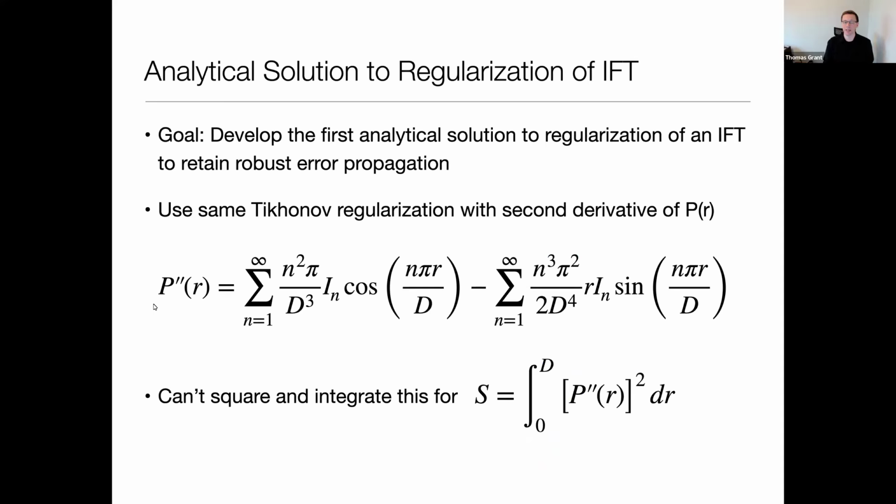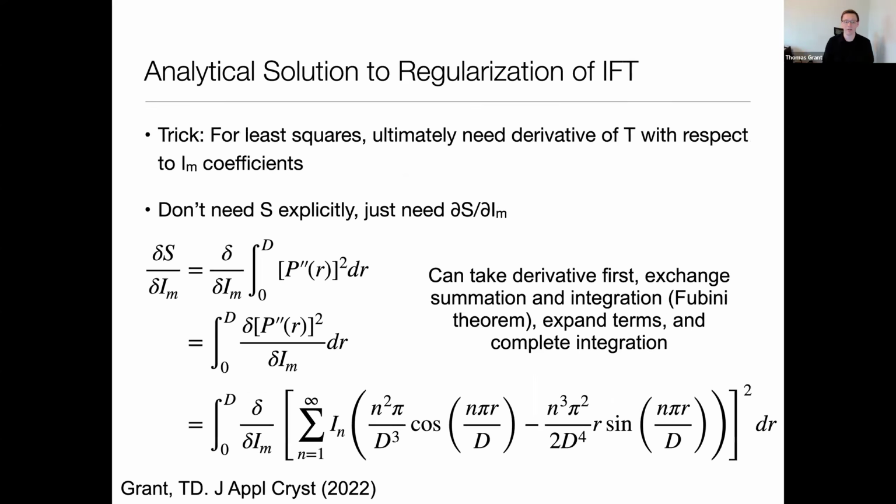If we look at the second derivative of our P of R function, we get this equation. But if you look at S, we can't actually square and integrate this, right? Because we have this infinite sum. So that means we can't solve this. This is one of the major reasons why people never applied regularization to Peter Moore's approach, because the whole point of his approach was having a closed form analytical solution, and then applying a numerical solution would just make it pointless. It would break that nice mathematical behavior.